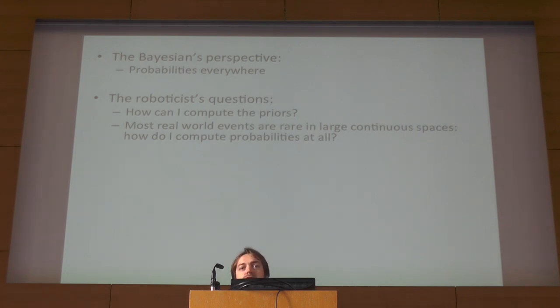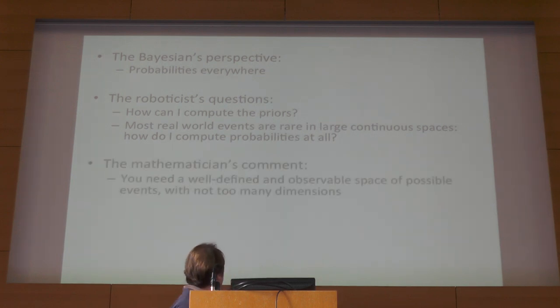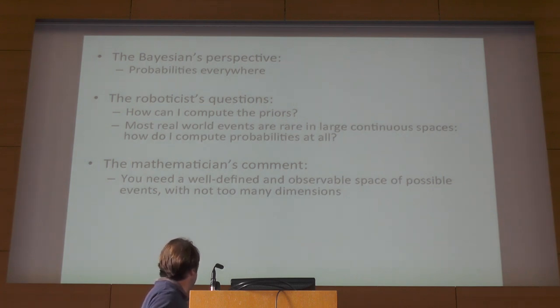They are never twice the exact same event in the world. And they are defined in complicated spaces. So he's asking the mathematician, so what do I do? Well, the mathematician does not give the answer, but he says, okay, but you need a well-defined observable space of possible events with not too many dimensions.